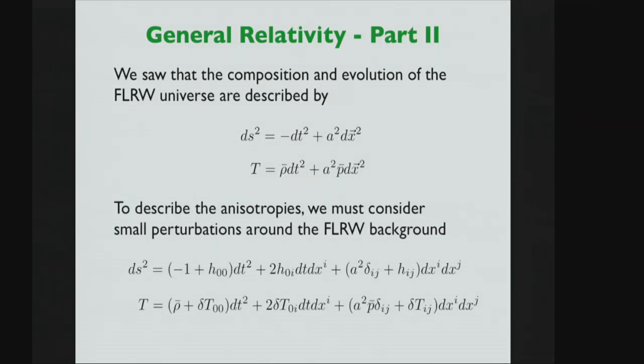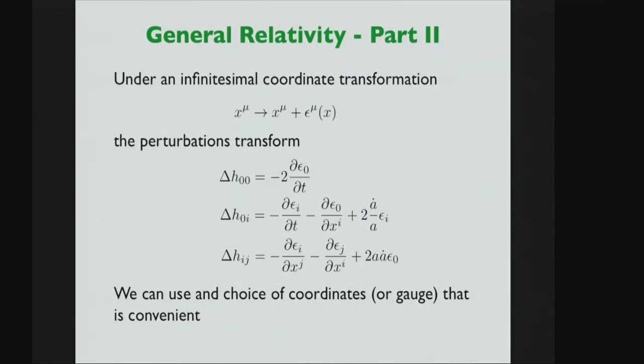If we now want to describe the perturbations, you have to do perturbation theory around the solution in general relativity. Enrico already discussed it, so this will be somewhat brief, but what you do is you just perturb the metric, so you write the metric as the background metric, plus fluctuations, which I'm writing as H00, H0i, and Hij. And then in a similar way, you perturb the stress energy tensor. So you have some perturbations to the energy density, you have some delta T0i, and you have some perturbation to the spatial part.